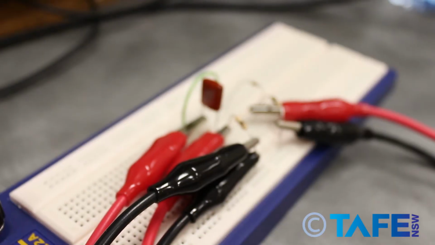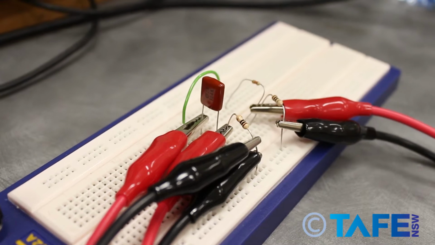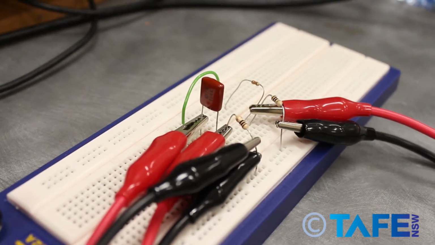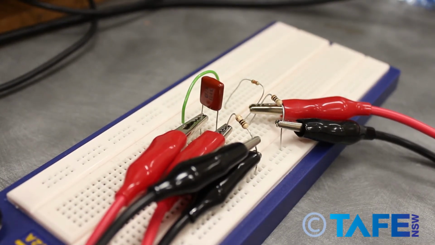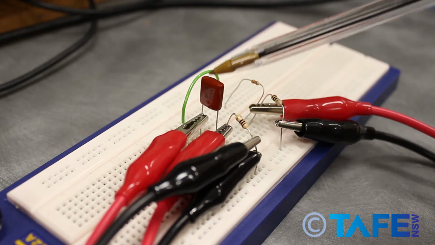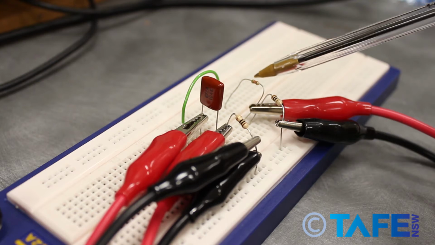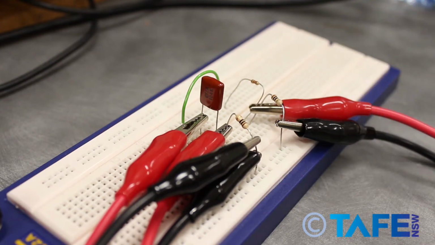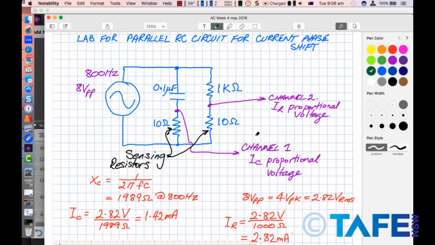Here's our lab board as we made it up. Just change the focus there and come in on the essential components. There's our two sensing resistors, there's our 0.1 microfarad capacitor, and there's our 1K resistor. Alright, this is the lab for the parallel RC circuit showing the current phase shift.